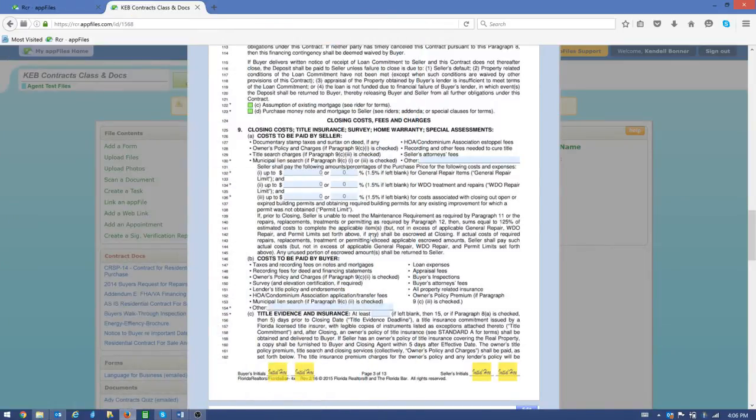Now under this paragraph here, this one's trickier. If the seller is unable to meet the maintenance requirement by paragraph 11, or any of the repairs, replacements, treatments, or permitting issues required by paragraph 12, then sums equal to 125% of the estimated cost to complete those items has to be held in escrow. I don't know if I love or hate this, but I guess it depends on what side you're on. Not in excess of applicable limits set forth above, if any.